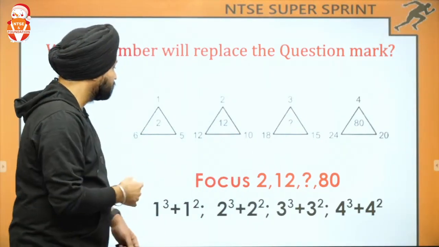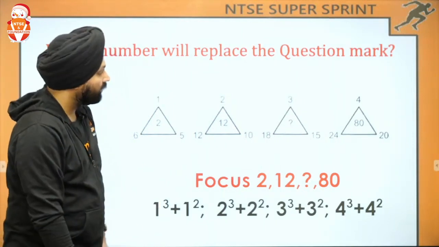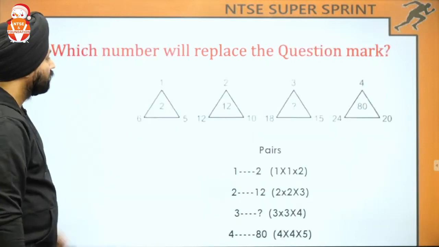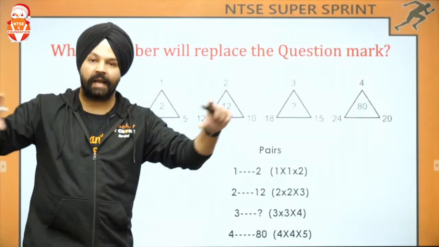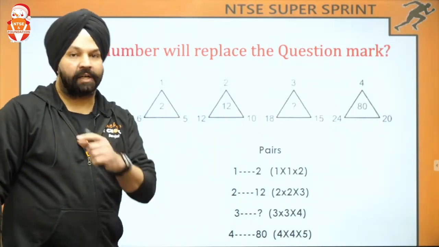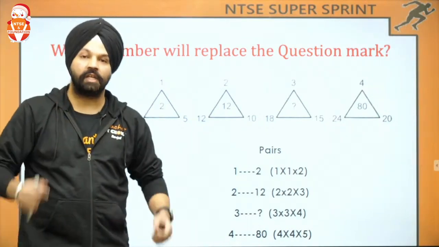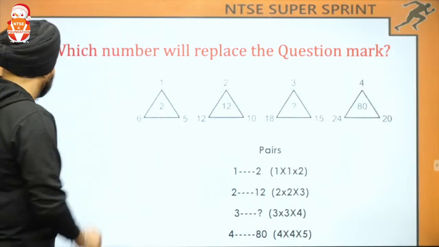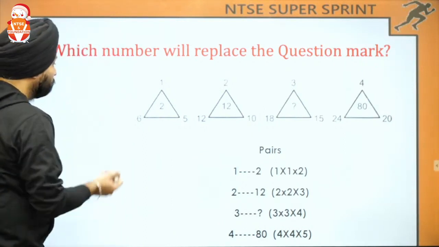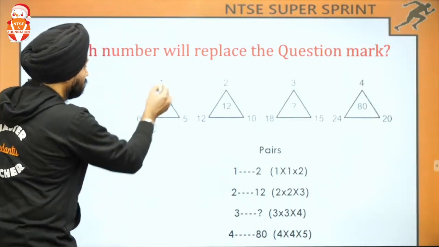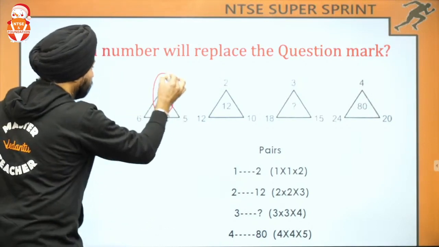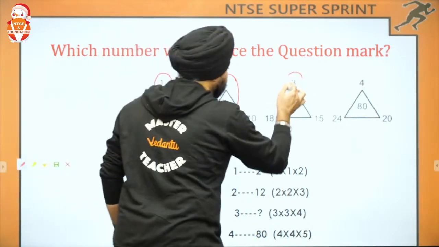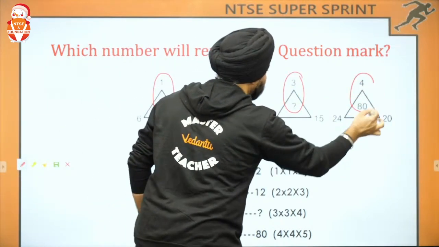Is there anything else which can be done for this question? Well, I don't think that we need to apply anything else to this when we have got such a beautiful pattern inside the triangles, but we'll still explore something. Now what is that? Let's have a look at the pairs. The pairs of 1 and 2, 2 and 12, 3 and dash, 4 and 80.